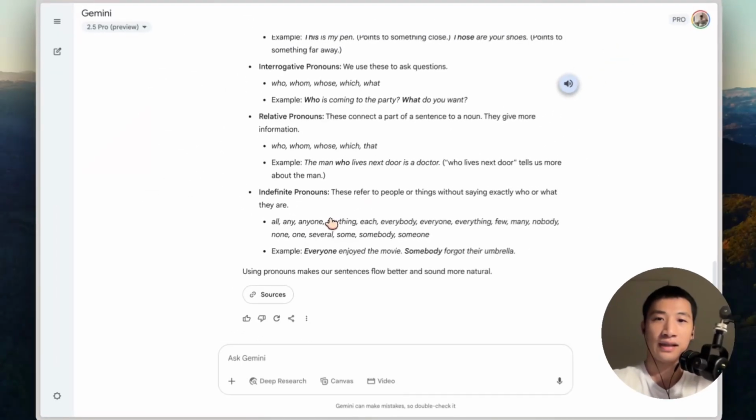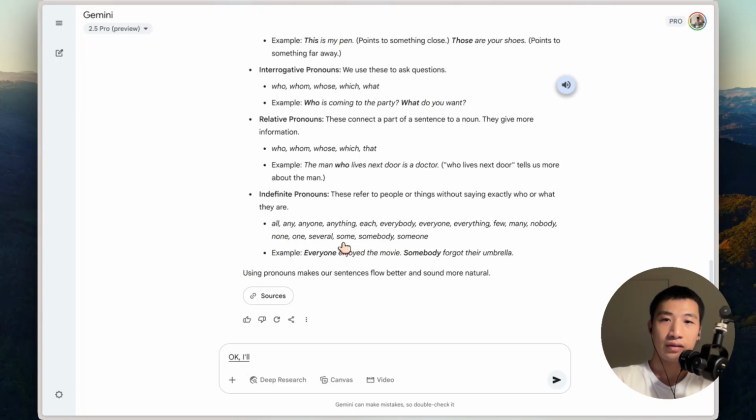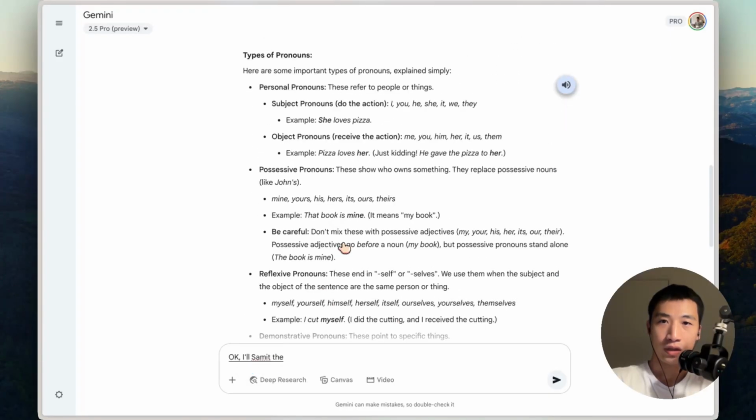Okay, and the last is indefinite pronouns. These refer to people or things without saying exactly who or what they are. Without saying exactly means we don't know, like anyone, everyone. So I'm going to summarize. Okay, I'll summarize the pronouns.